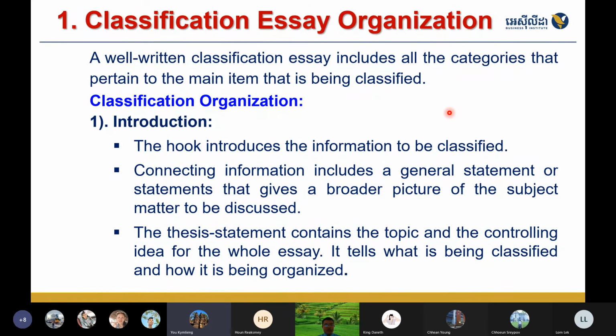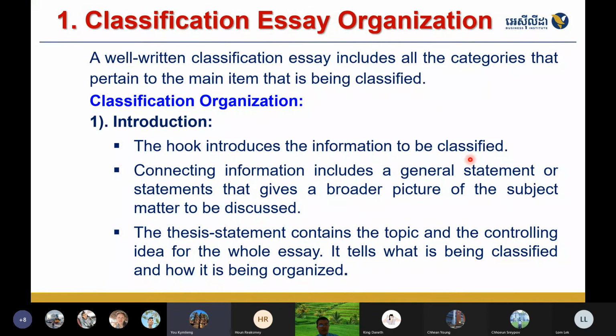A well-written classification essay includes all the categories that pertain to the main item that is being classified. Classification organization. 1. Introduction. The hook introduces the information to be classified. Connecting information includes a general statement or statements that give a broader picture of the subject matter to be discussed.